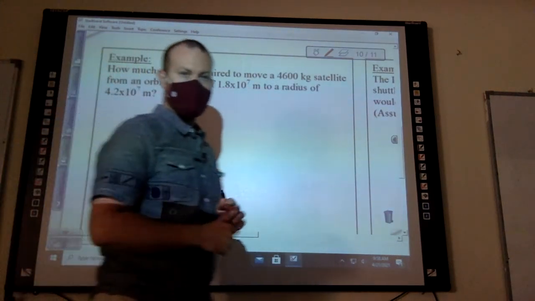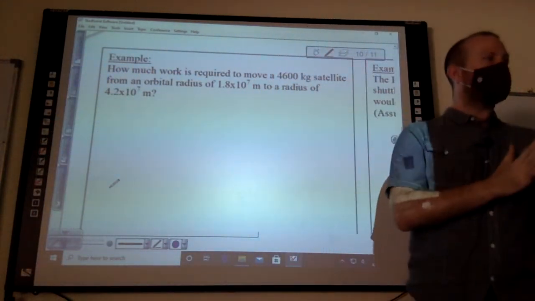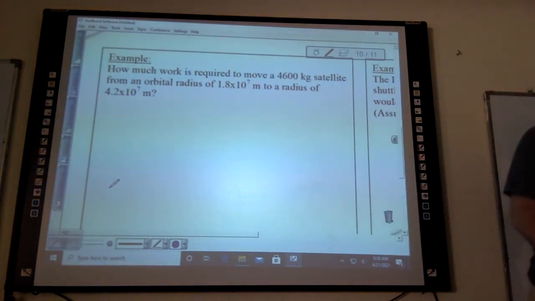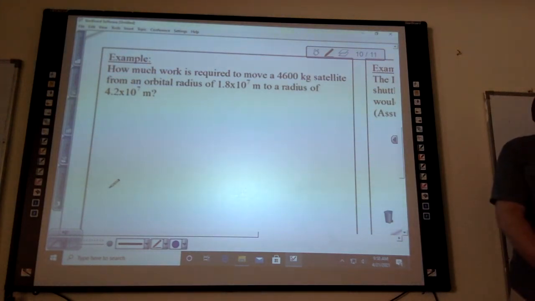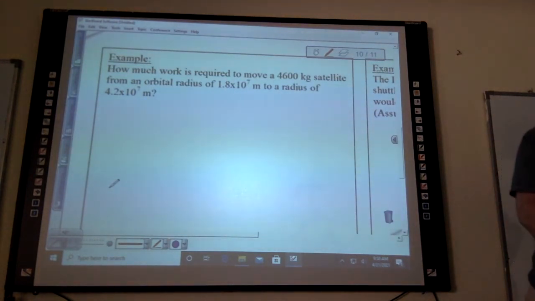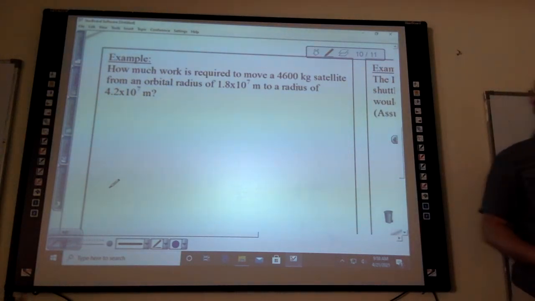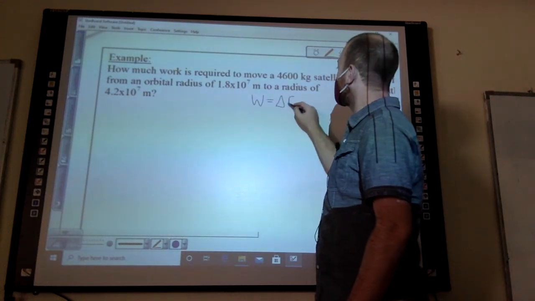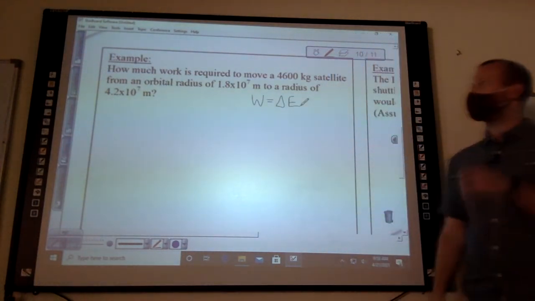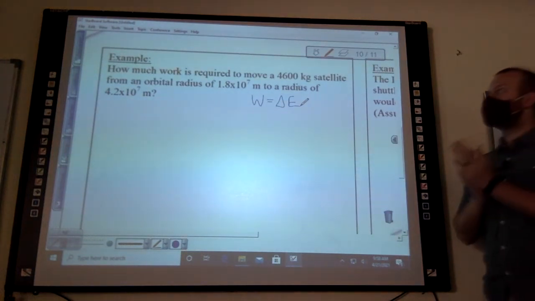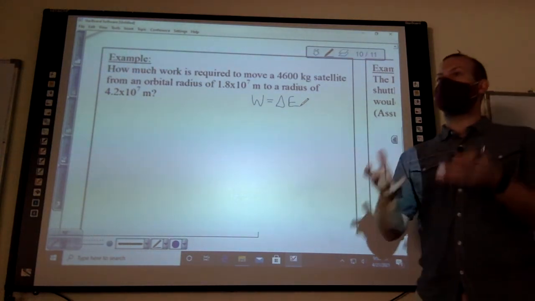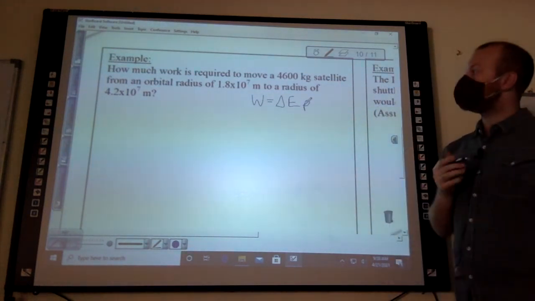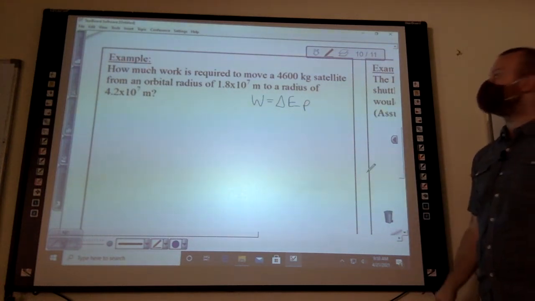So here's where work comes into play. How much work is required to move a satellite from an orbital radius of 1.8 times 10 to the 7 meters to a radius of 4.2 times 10 to the 7 meters? So work, change in energy, and what type of energy am I changing in this case? Just potential. So this is like the ones where I'm lifting a box and moving it up a certain amount. How much work am I doing? It doesn't talk about a change in the speed in this case.